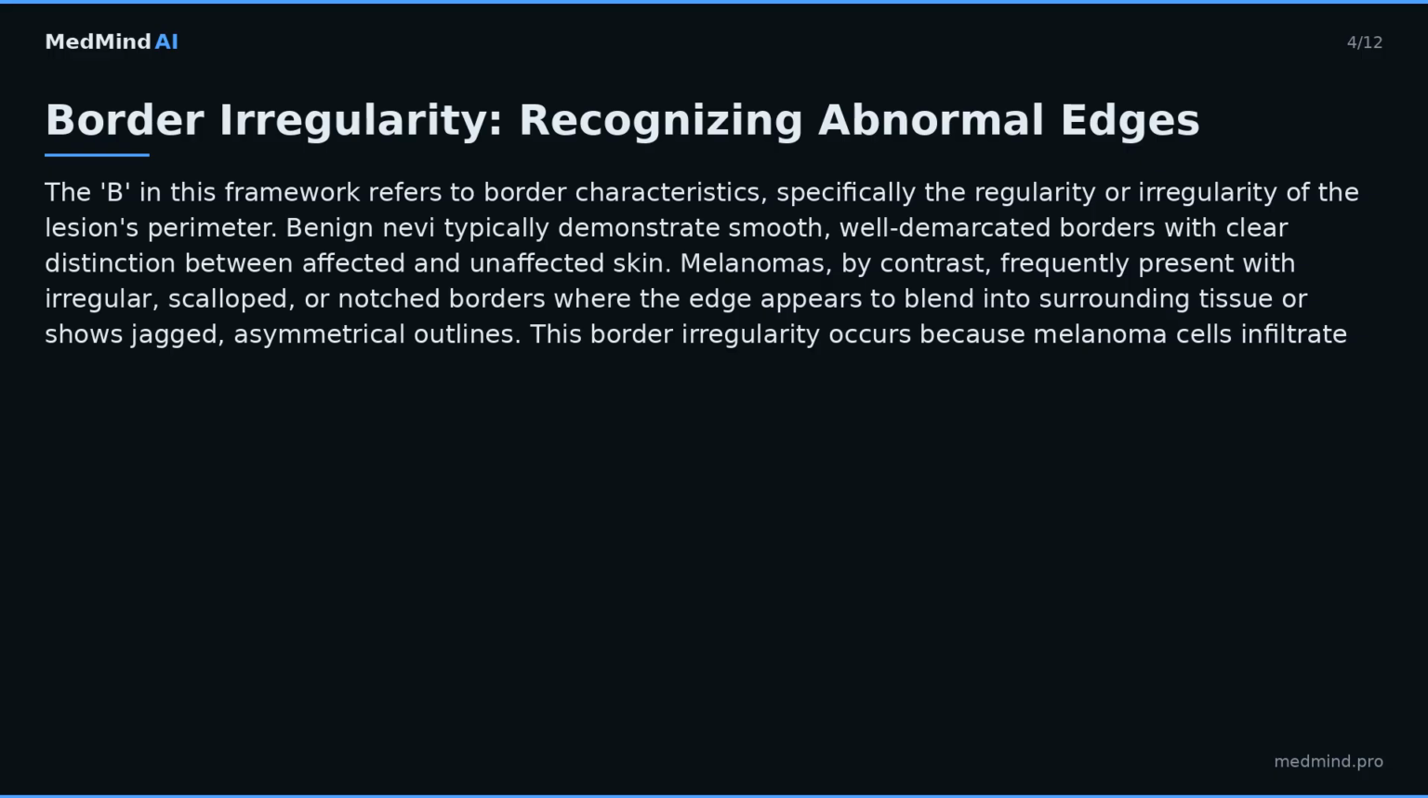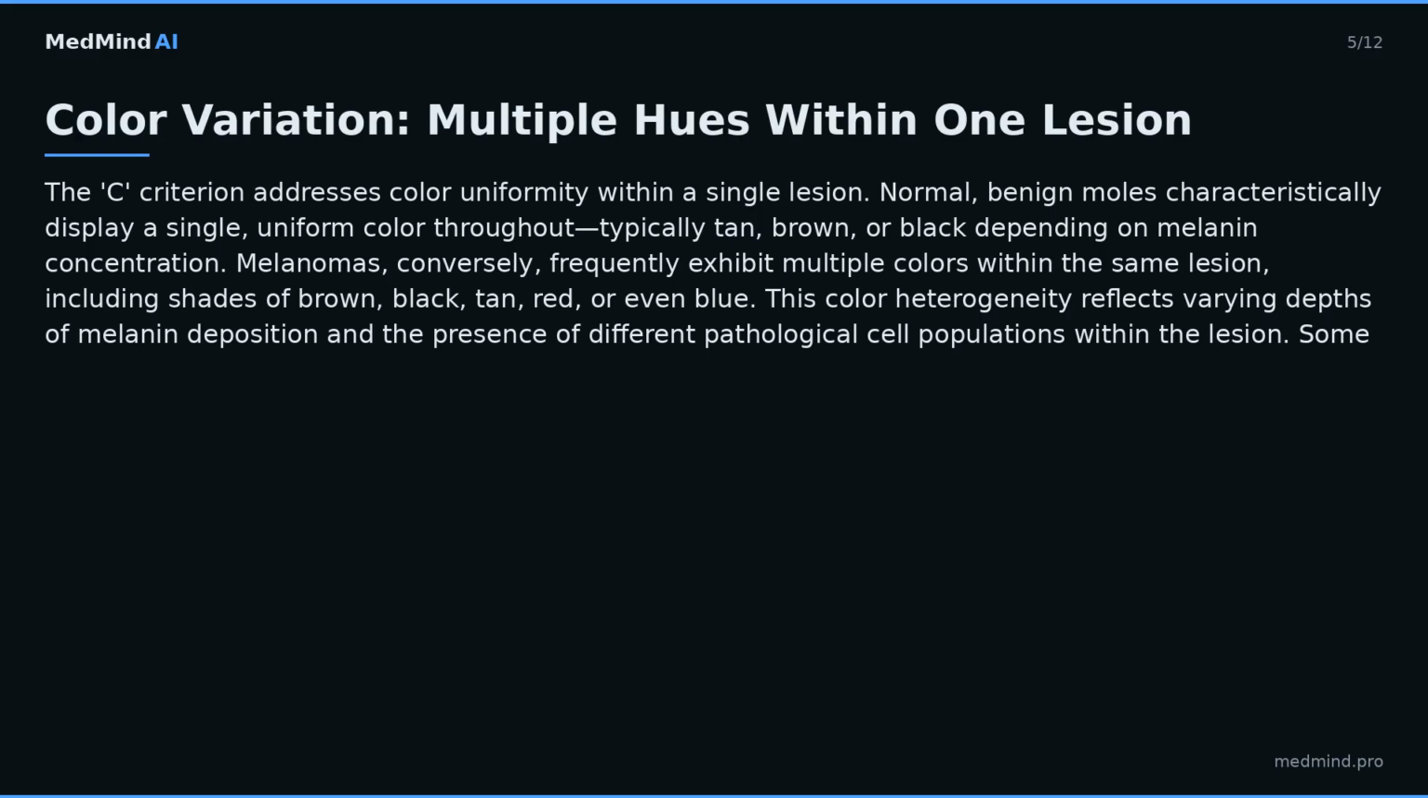Color variation, multiple hues within one lesion. The C criterion addresses color uniformity within a single lesion. Normal, benign moles characteristically display a single, uniform color throughout, typically tan, brown, or black depending on melanin concentration. Melanomas, conversely, frequently exhibit multiple colors within the same lesion, including shades of brown, black, tan, red, or even blue.